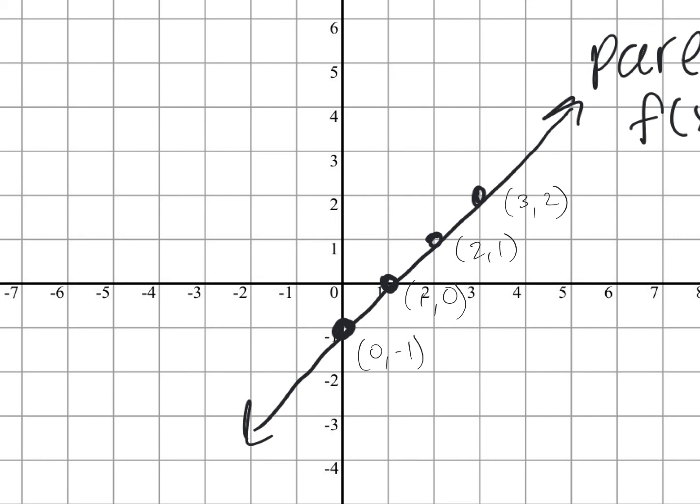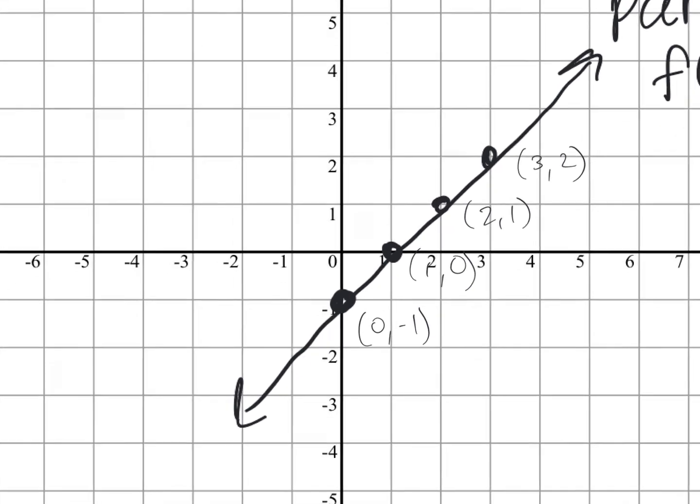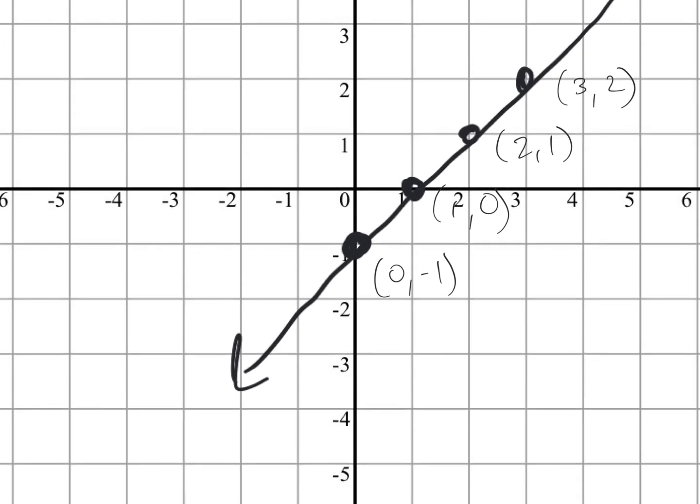Multiply your x values by 2 and get a new point. If you take (0, -1) and multiply the x value by 2, what's your new point? (0, -1), okay? So this one stays the same. (1, 0): multiply the x value by 2. What's your new point?